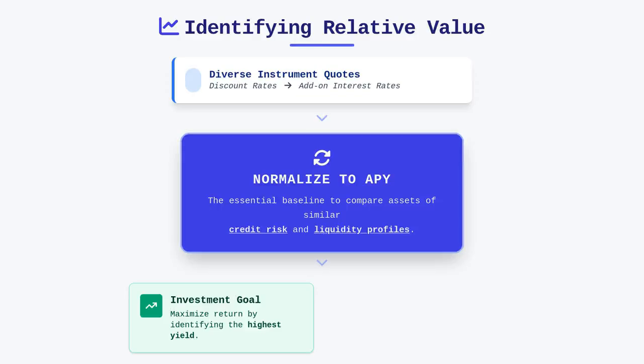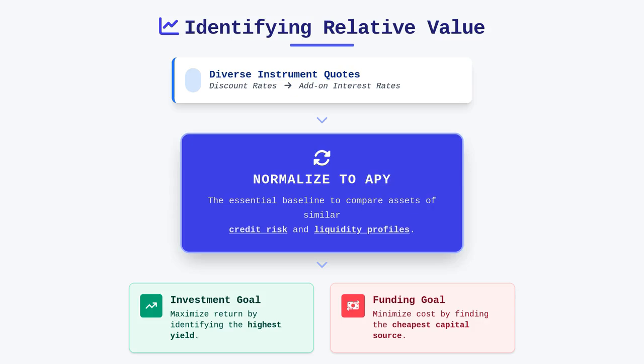When funding a position, you repeat this logic by looking for the cheapest source of capital, which again requires a common yield baseline. By training yourself to perform these conversions reflexively, you gain a significant edge in your daily professional practice and during the certification assessment. The ability to look through a quote to the underlying yield is the mark of a seasoned money market practitioner who understands the mechanics behind the screen.